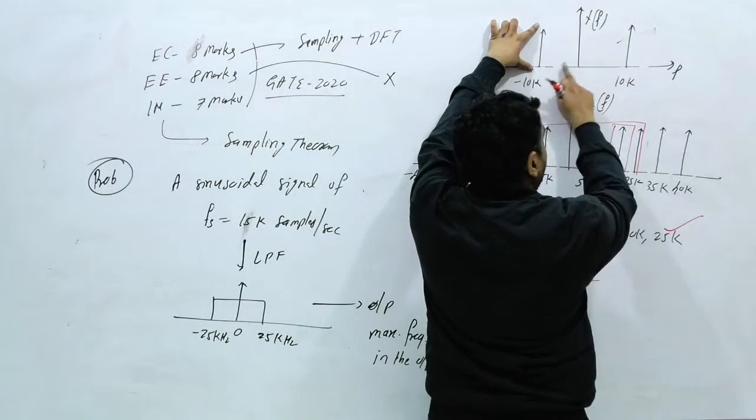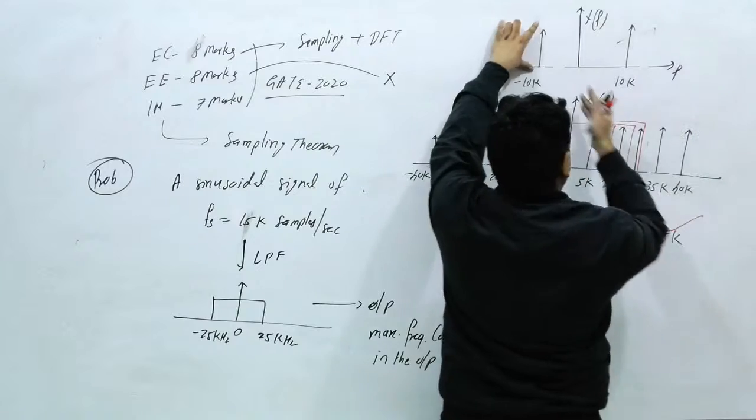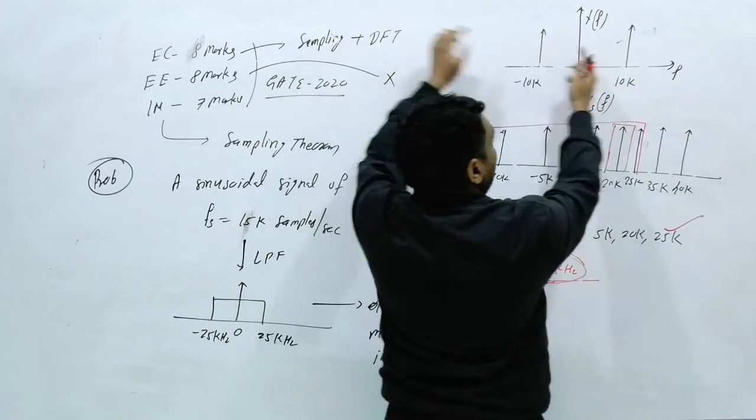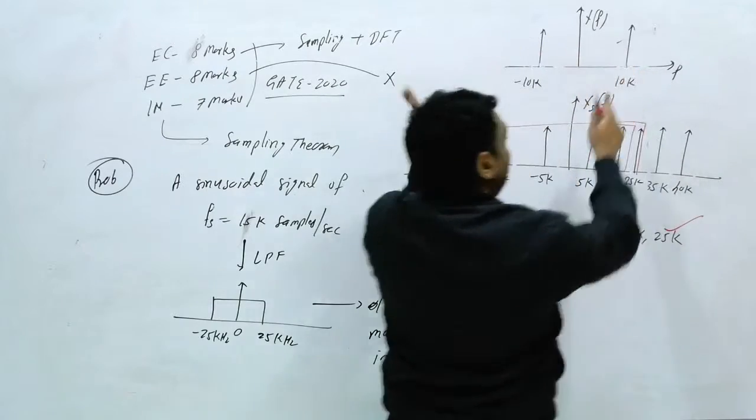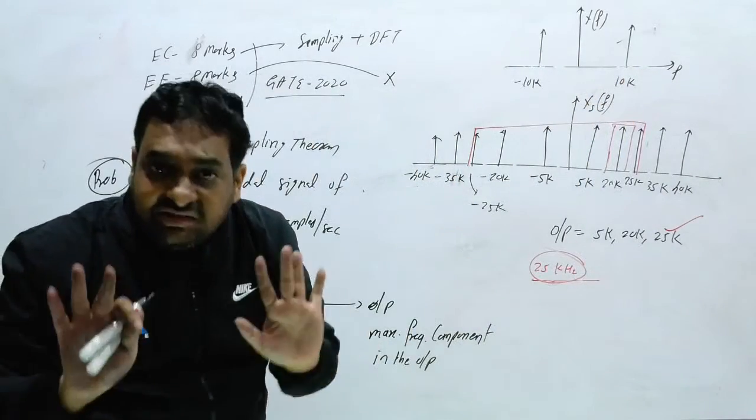Right, right, right, right, right, right, right. Then left, left, left, left, left. Then again you can shift this. Right, right, right, right, right. Then left, left, left, left, left. Like this you have to do.